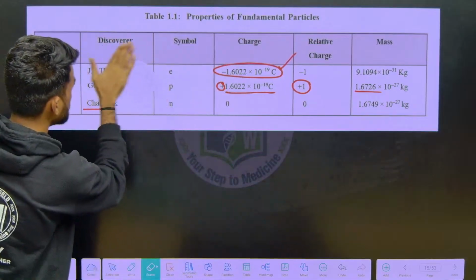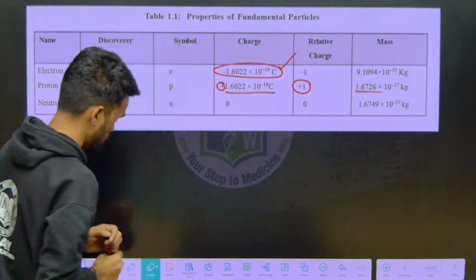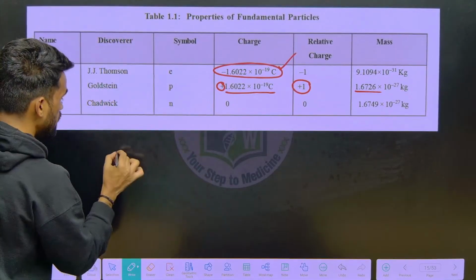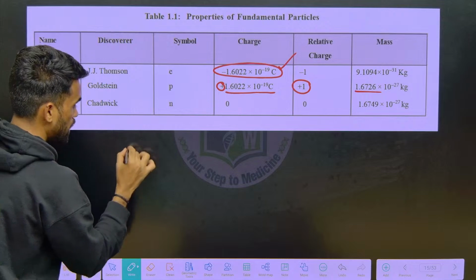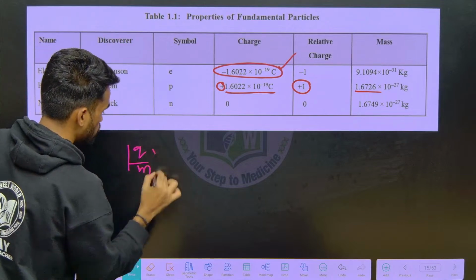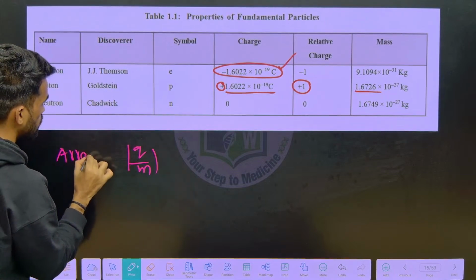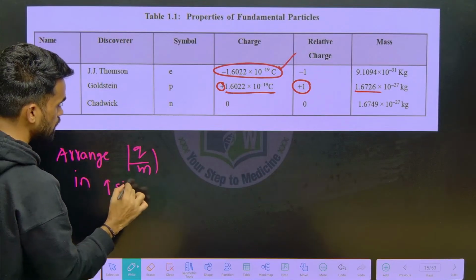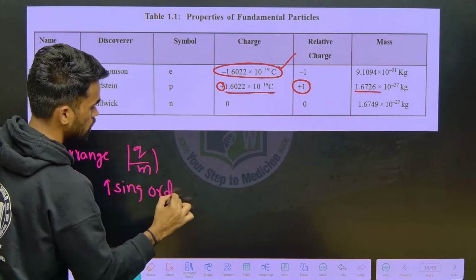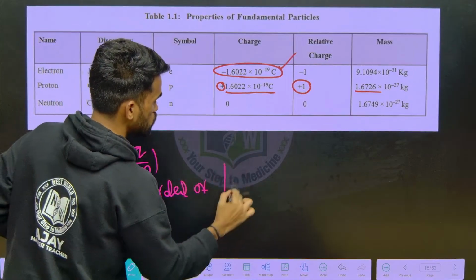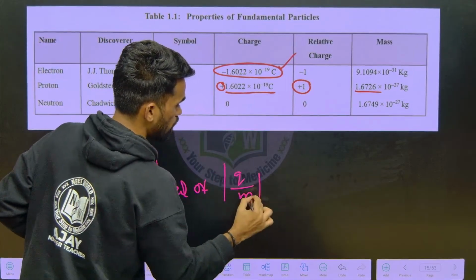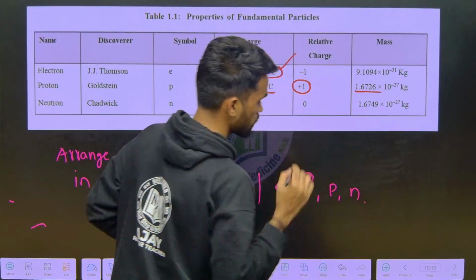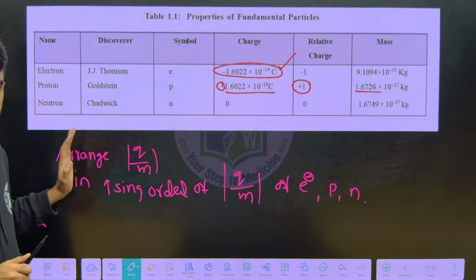Now what question can we expect from here? There is a small question I can create from this data. Arrange them in increasing order of charge to mass ratio of electron, proton, neutron. It's a very basic question I can create from this. So tell me.